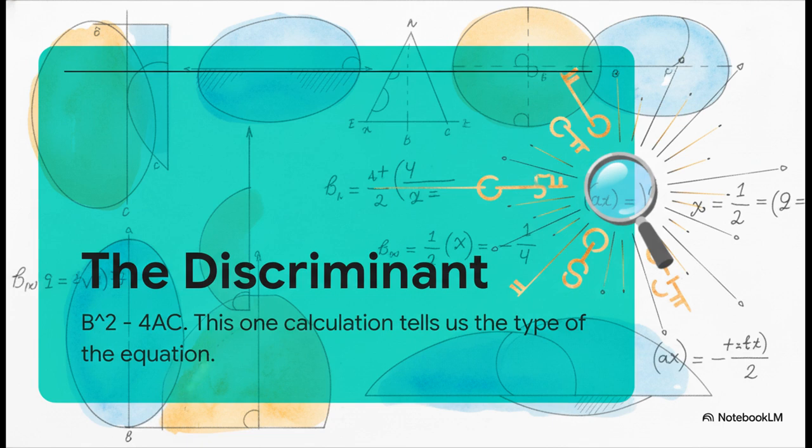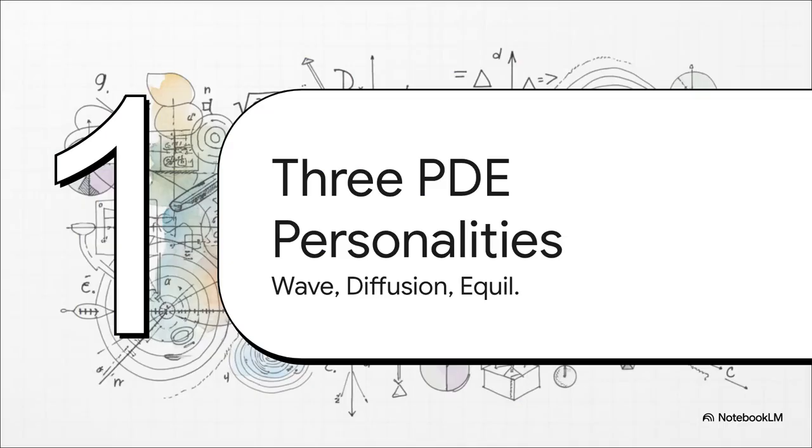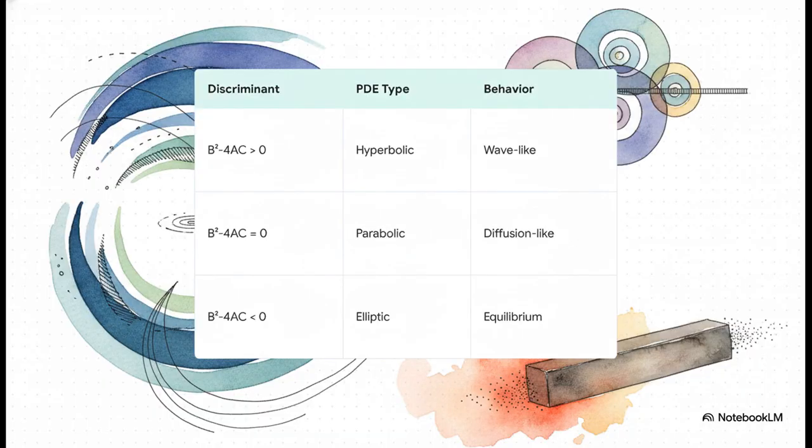This little guy is our secret weapon. It's the diagnostic tool that tells us the fundamental nature of the whole equation. You see, the sign of that one number, whether it's positive, negative, or zero, sorts all these complex PDEs into three distinct groups. I like to think of them as PDE personalities, because each one describes a totally different kind of physical behavior. This table lays it all out. If b squared minus 4ac is positive, the equation is hyperbolic, and it describes things that act like waves. If it's zero, it's parabolic, and it's all about diffusion, like how heat spreads out. And if it's negative, the equation is elliptic, which describes systems that are in a state of balance or equilibrium.